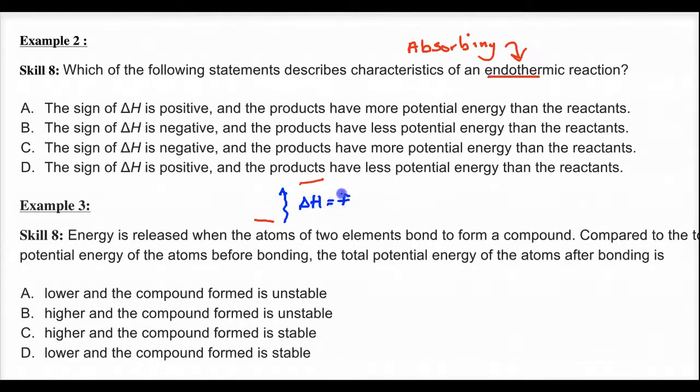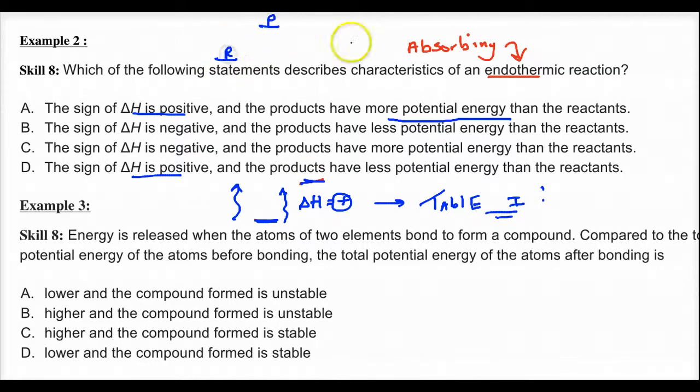If you forget what the signs are for endo and exo, go to the bottom of Table I. Table I will tell you that a negative sign is exothermic. But I want you to understand, if you're taking on energy, that means you're going to go up in energy, and your delta H is positive, showing it's going up. And now if it's positive and you're going up, the products have more potential energy stored in their bonds. So endothermic: start low, goes high. The products have more energy than the reactants. That's why A is the answer.